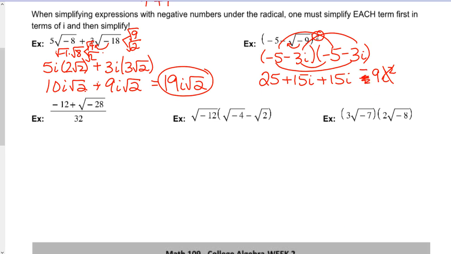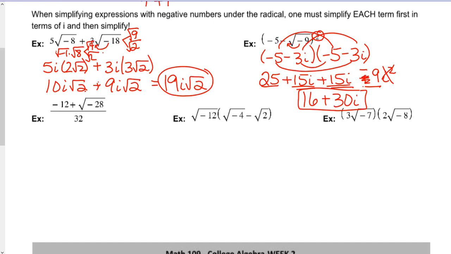And let's combine the real parts and the imaginary parts. So the real parts is the 25 minus 9, which gives us 16. And the plus 15 gives me a positive 30. Attach your label, positive 30i. And that's your final answer. Okay? So that's where you have two terms that are subtracted together but then ultimately squared.